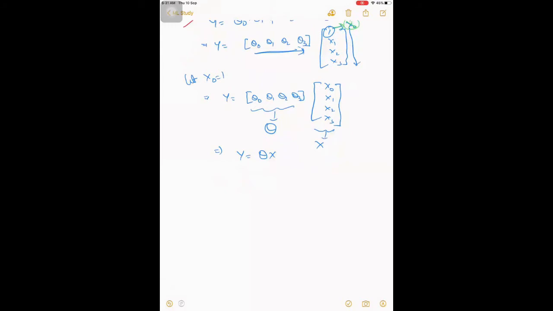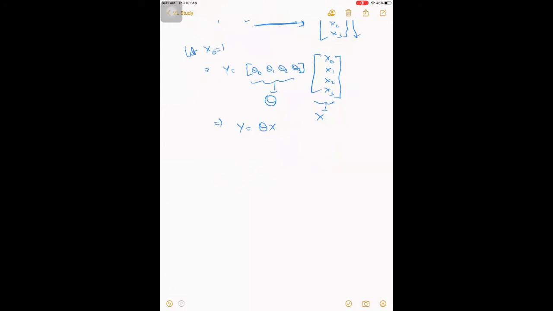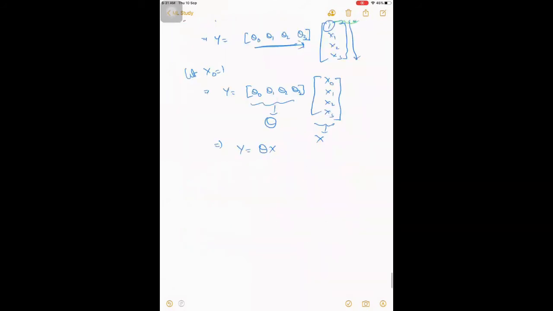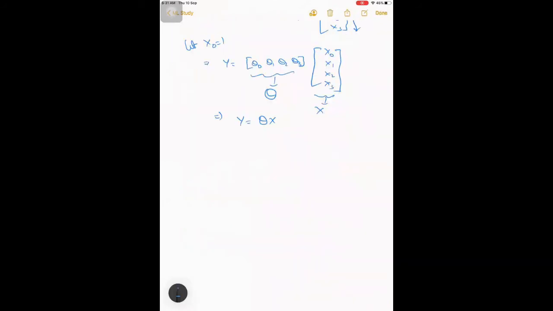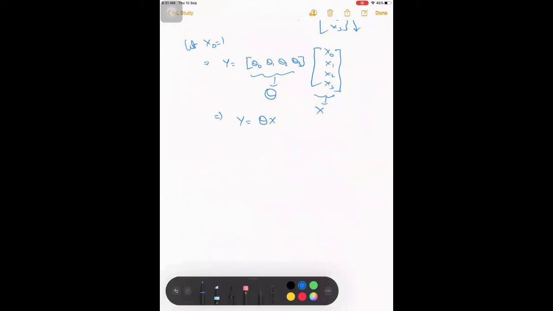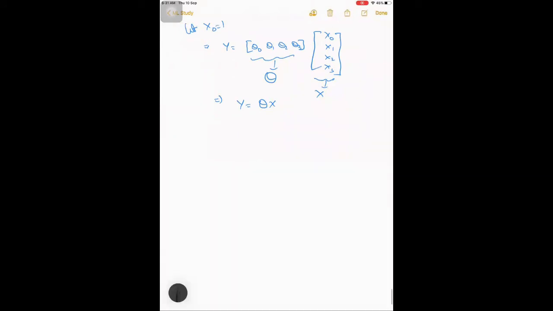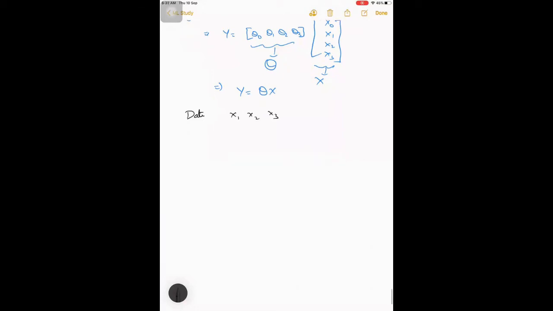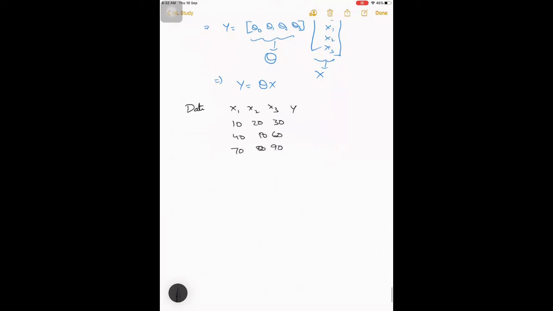Let's go into how we are going to use it on data. Let's take any example, randomly. Let me give one example here. Let's take how the data is. The data here is x1, x2, x3. Let's give values for it: 10, 20, 30, 40, 50, 60, 70, 80, 90. Just for simplicity, I have given it like this.